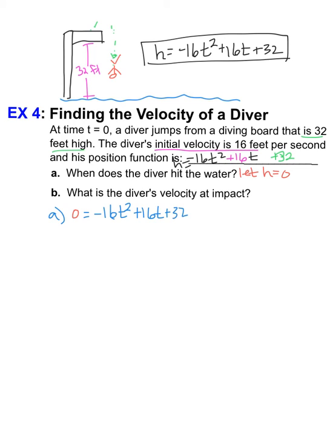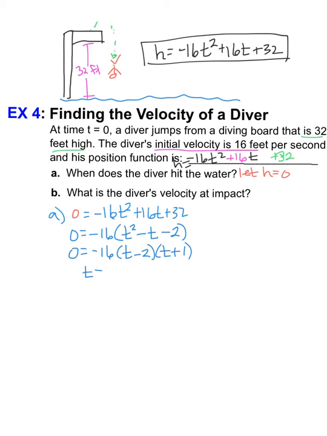And then all of your algebra skills come into play. We're going to solve for t. So I am going to use factoring. I happen to know that negative 16 can factor out of each of these terms. So I'm going to divide each of these terms by negative 16. And so I get positive t squared, negative t, because you divide a positive by a negative, get a negative. And then 32 divided by negative 16 is negative 2. And so this function factors as t minus 2, t plus 1.